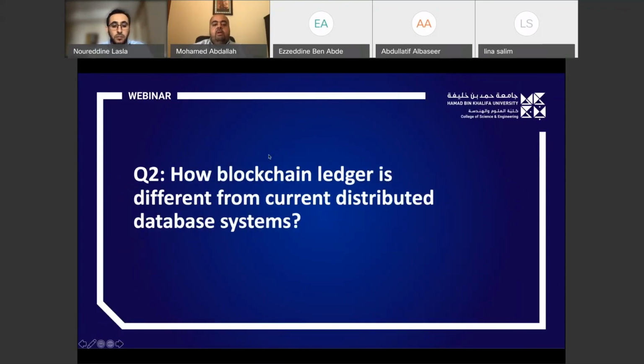Excellent. So the second question is: how is a blockchain ledger different from a current distributed database system? That's a good question, and people often do not really understand the difference. In general, the difference is what I presented in the first three or four slides. It is a distributed system, but it has two main features: the data stored in this distributed system is tamper-proof and cannot be changed, through the chaining of the blocks using hash functions.